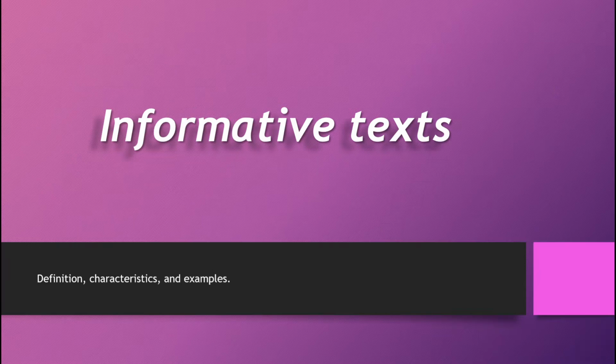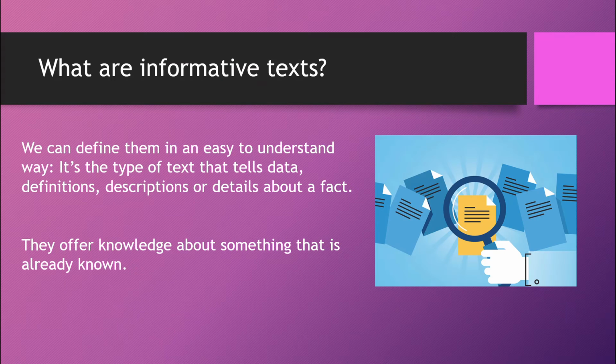Well, we'll start with the first on our list, informative text. And we will start with the first question. What are informative texts? We can define them in an easy to understand way. It's the type of text that tells data, definitions, descriptions, or details about a fact. It can also be considered a type of answer to basic questions like what is, who, and etc. They offer knowledge about something that is already known.